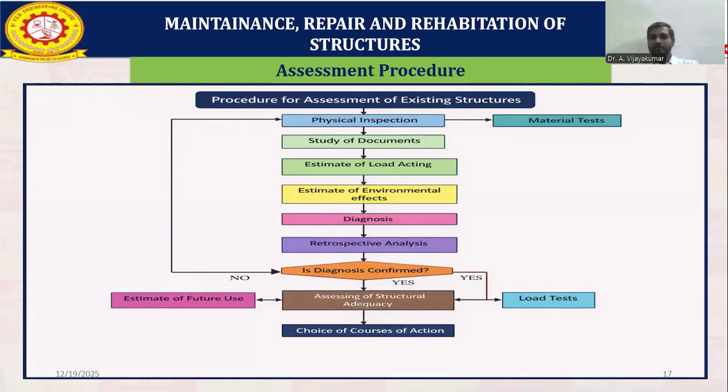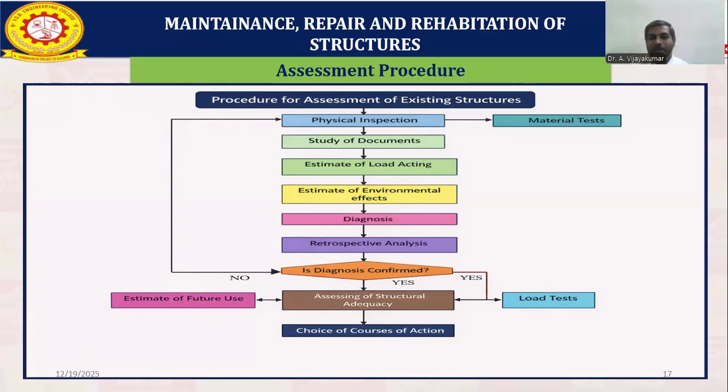Then we need to do the exploratory analysis. If the diagnosis is confirmed, things are confirmed. If the diagnosis is not confirmed, we go back through the steps: physical inspection, material test, and we can conclude the building is very safe. If the diagnosis is confirmed, what do we do? We assess whether structural adequacy is required.